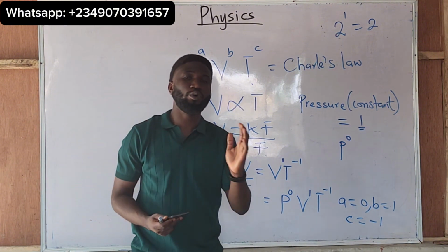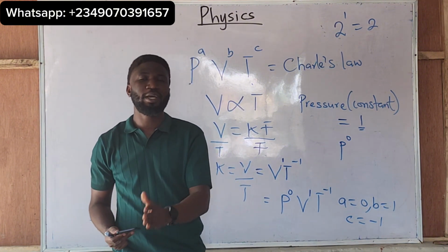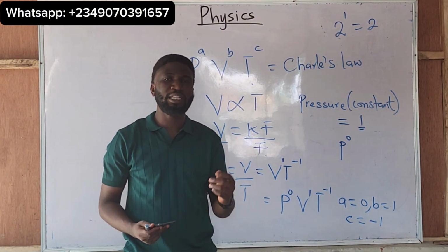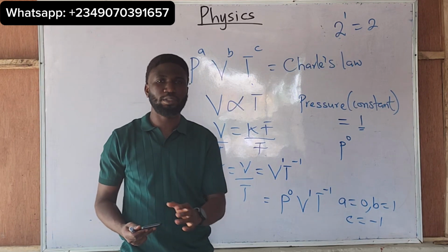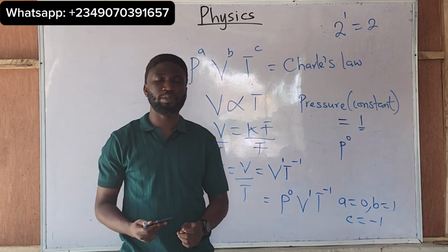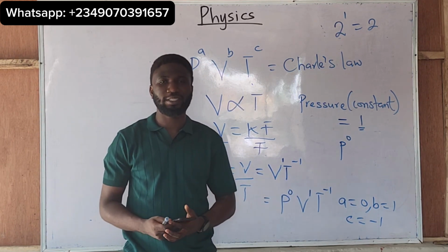So once you know how to state Boyle's law as well as Charles' law, and you already know the mathematical expression, you will surely get the value for A, B, and C.